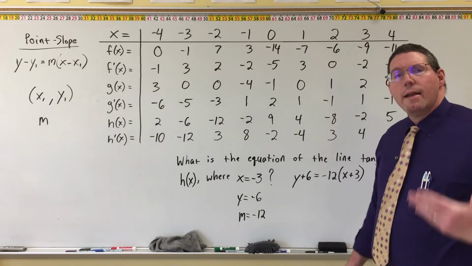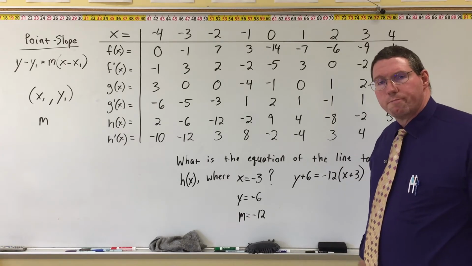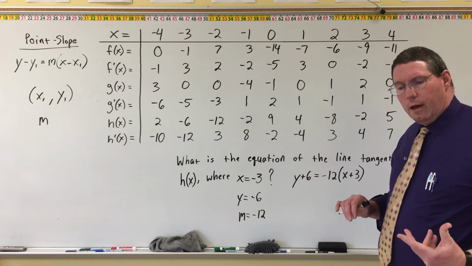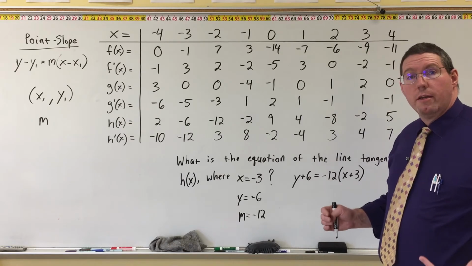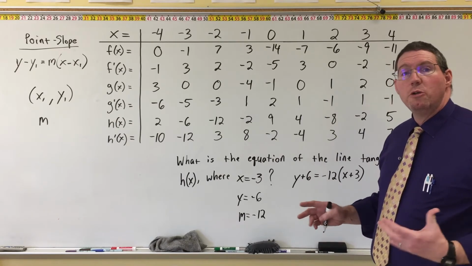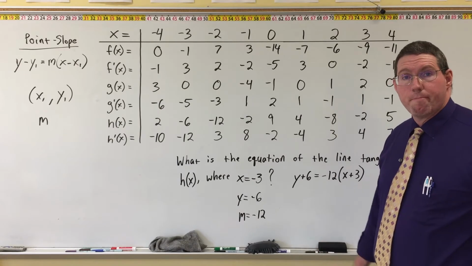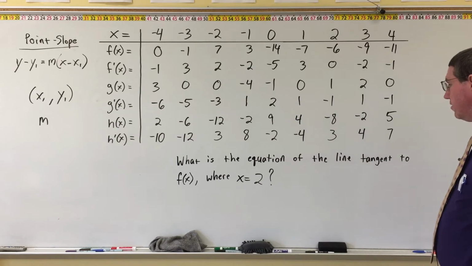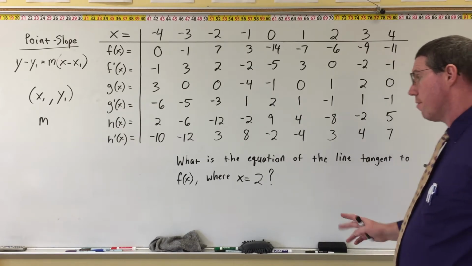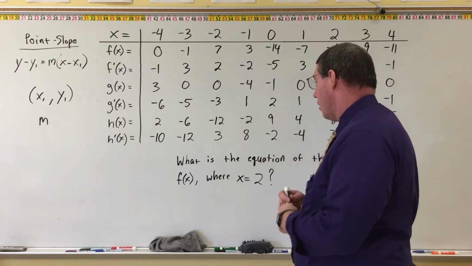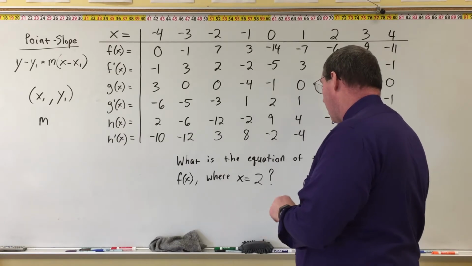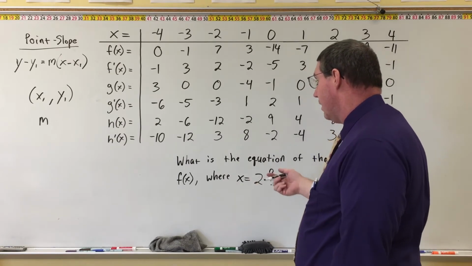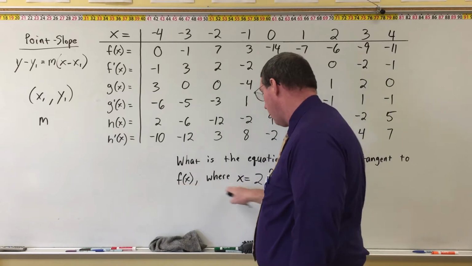Okay. Now I want to do a couple more situations that could throw you off in writing the equations, and they usually involve zeros. Okay, so here's another one. It says, what is the equation of the line tangent to f of x, where x is equal to 2? Okay, well, we know how to do this. We've got our x value, x is equal to 2. Now we need an output value for f of x, where x is equal to 2.